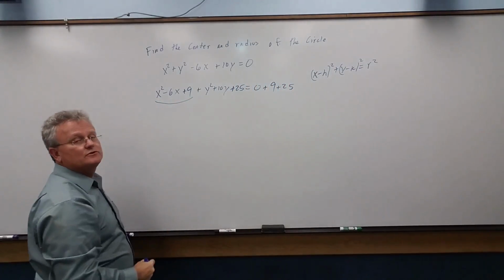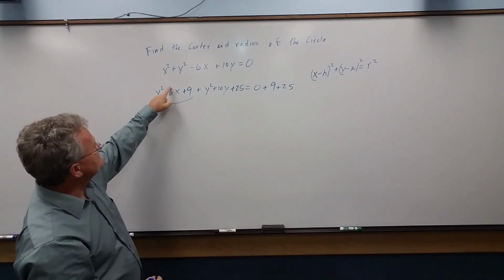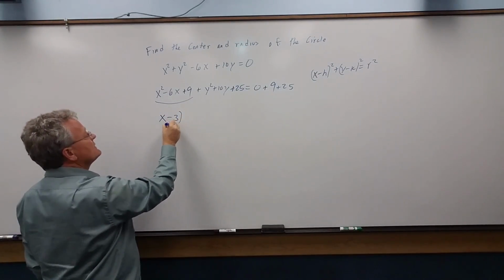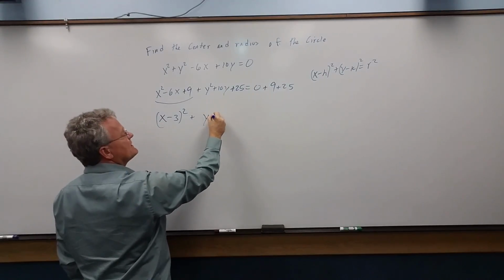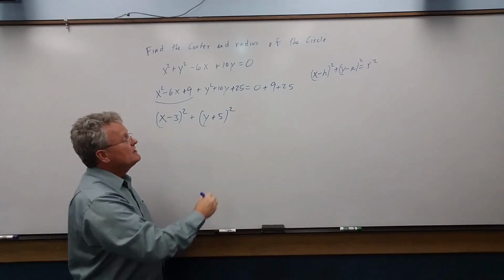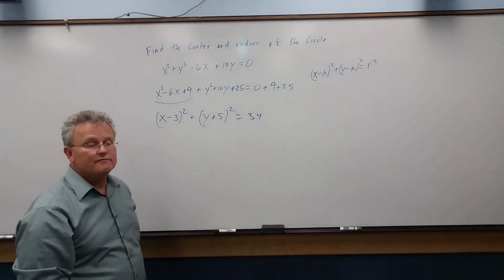This factors to, it always factors to, x plus half of this number. Half of -6 is -3, so we get (x - 3) squared. Half of positive 10 is positive 5, so we get (y + 5) squared. And on the other side, when we add 25 and 9, we get 34.